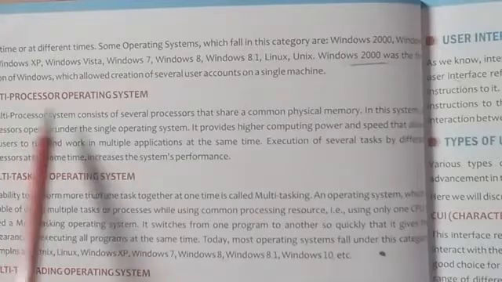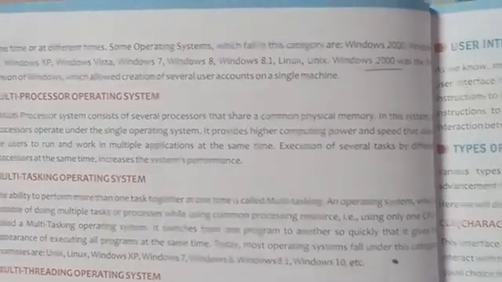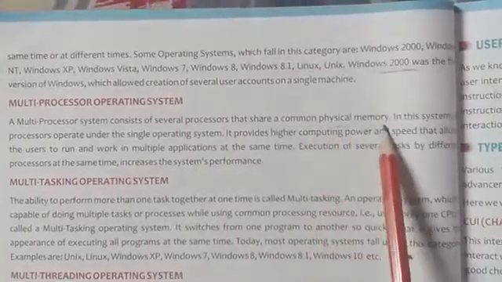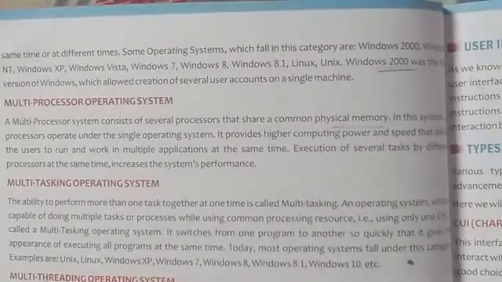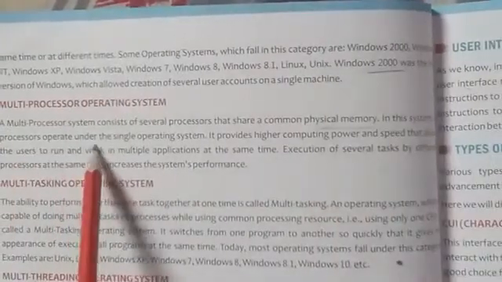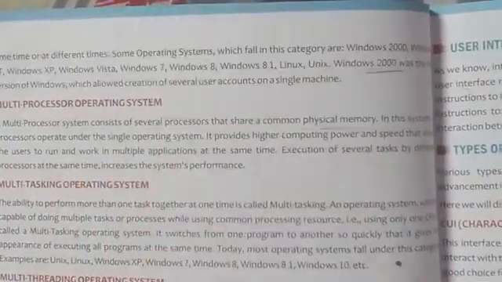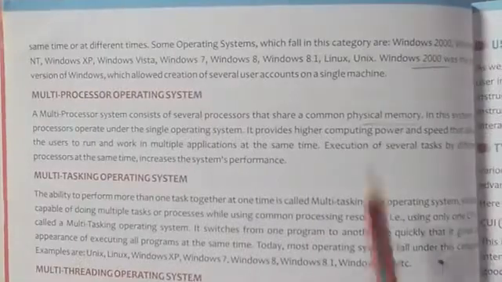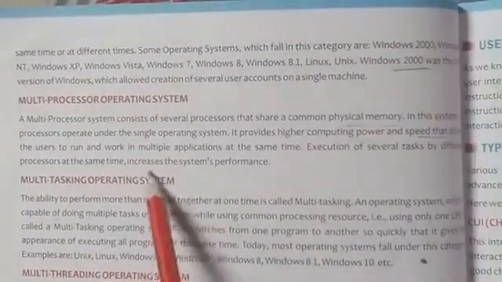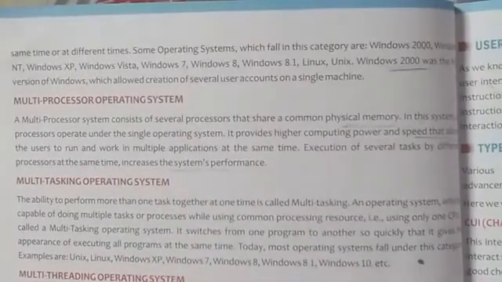Next is multiprocessor operating system. A multiprocessor system consists of several processors that share a common physical memory. The processors are different but the memory will be the same. In this system the processors operate under a single operating system. It provides higher computing power and the speed is also very nice. At the same time, it increases the system's performance also.